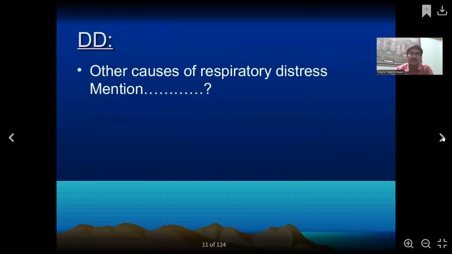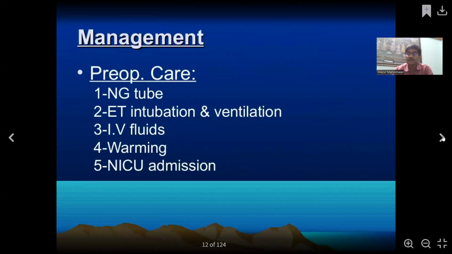Differential diagnosis: you have to differentiate them from other causes of respiratory distress, which are common causes occurring in a neonate. How will you manage such a case? The preoperative management includes insertion of a nasogastric tube, so you have to deflate the stomach. Then if the patient is in severe respiratory distress, you have to do an endotracheal intubation and ventilate the patient. Then maintain the patient on IV fluids, maintain the temperature, and obviously this is done in an ICU setup.